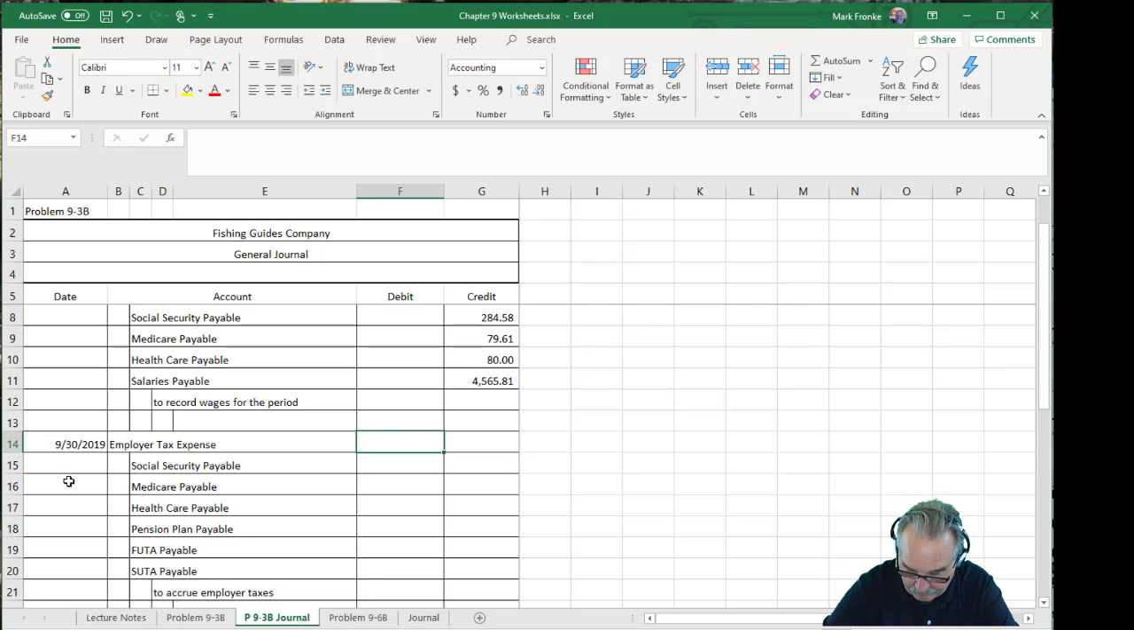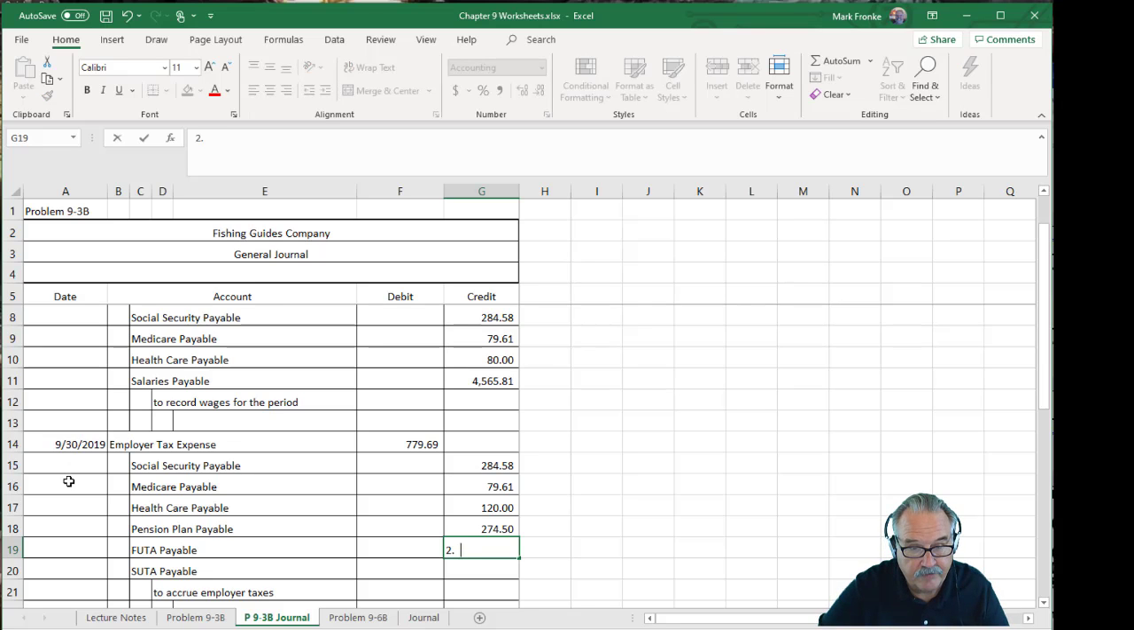So I've got total tax expense of $779.69, and then from each one of these, $284.58 for Social Security, $79.61 for Medicare, and you can see they're exactly the same as what we did for the employee. $120 health care payable, $274.50 for the pension plan, and $2.10 for FUTA, and $18.90 for SUTA.